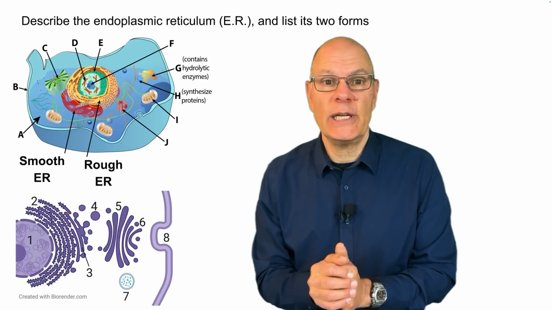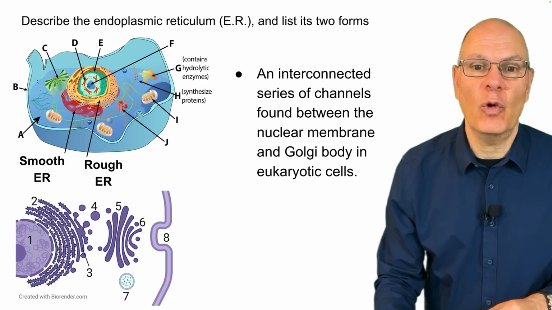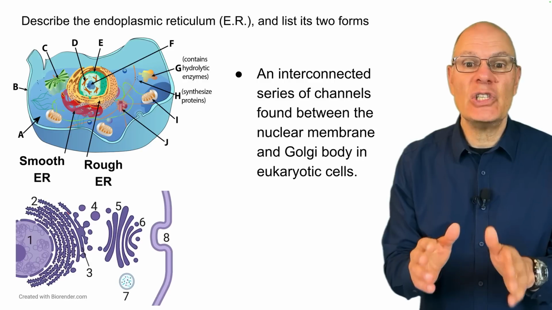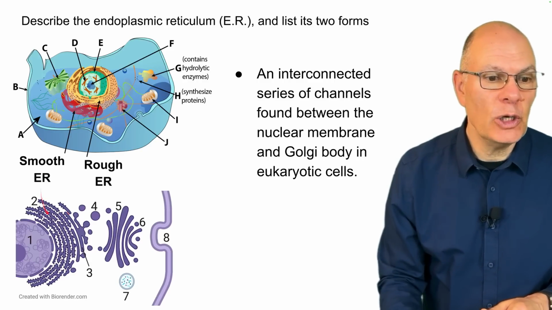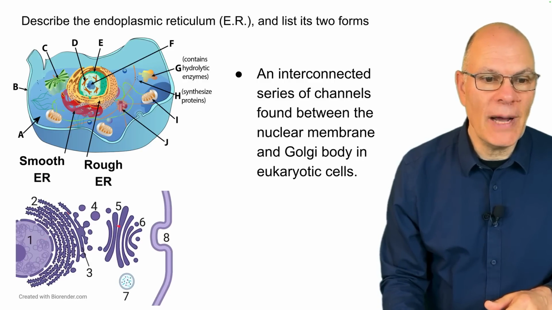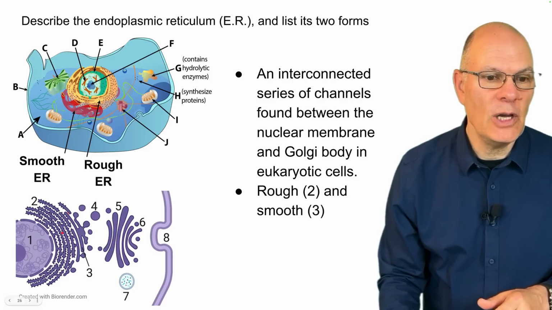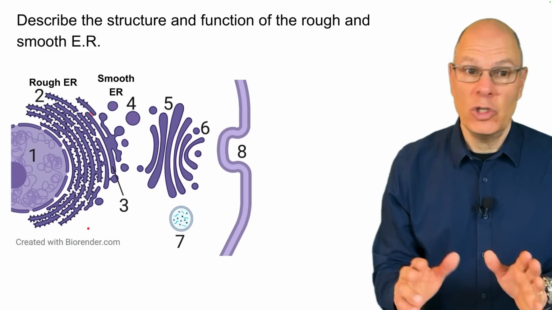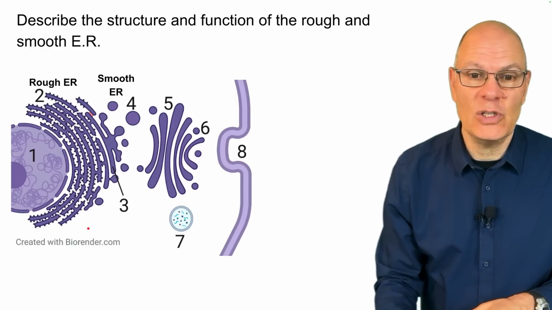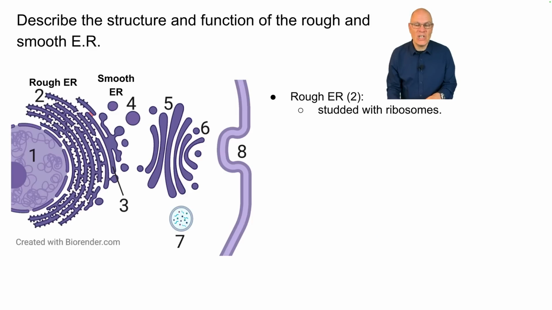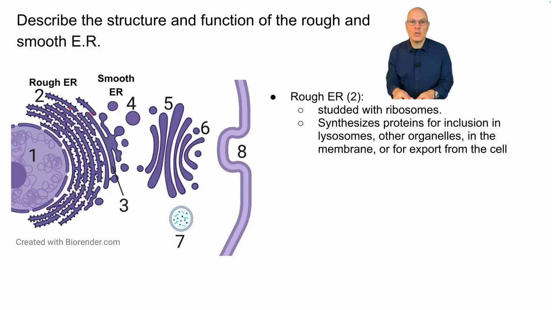Describe the endoplasmic reticulum, the ER, and list its two forms. The ER is an interconnected series of channels found between the nuclear membrane over here and the Golgi body in eukaryotic cells. So here's the ER, and it consists of two forms. There's the rough ER and the smooth ER. Describe the structure and function of the rough and smooth ER. Well, the rough ER is studded with ribosomes. That's what all these little dots are over here. And using those ribosomes, the rough ER synthesizes proteins for inclusion in lysosomes, in other organelles, in the membrane, or for export from the cell.